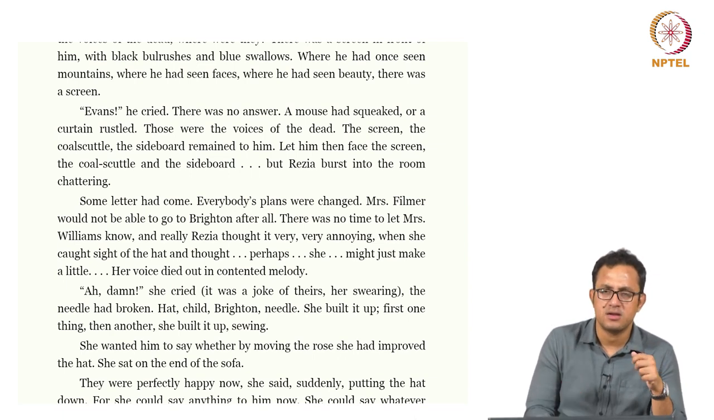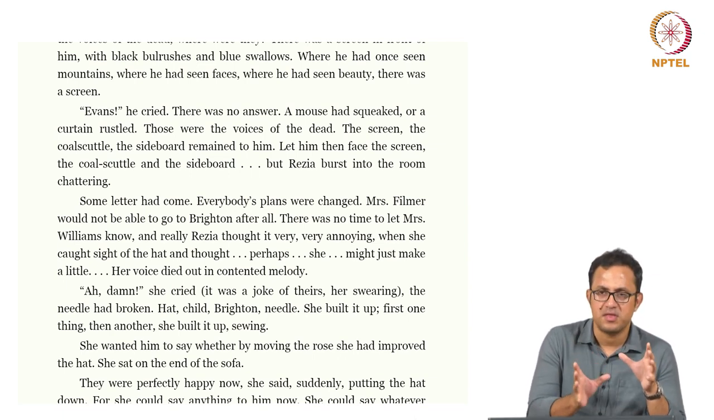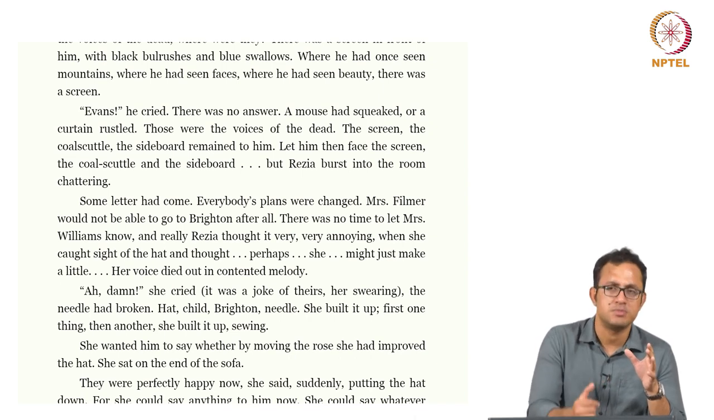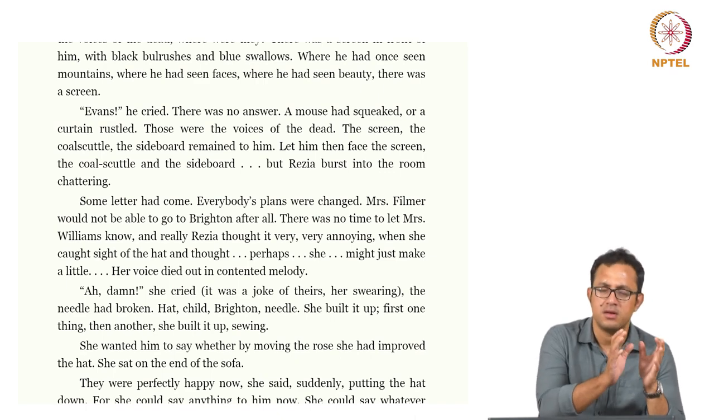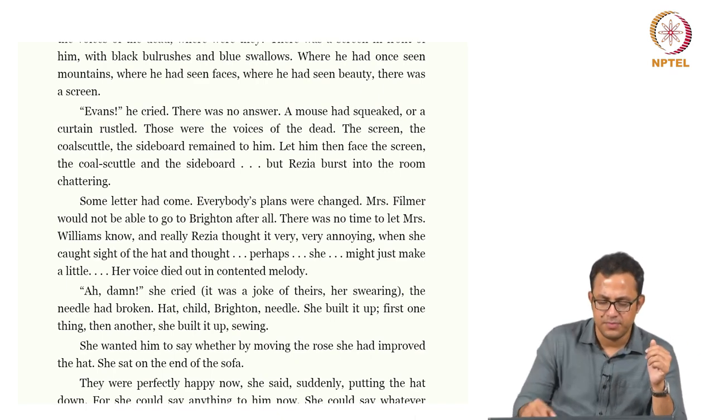So she's making a hat and she's putting a rose in it, and she wants Septimus's approval, because approval comes from a sense of engagement, from a sense of empathy. You engage with something through an empathic process and then you approve or disapprove of it, for that matter.